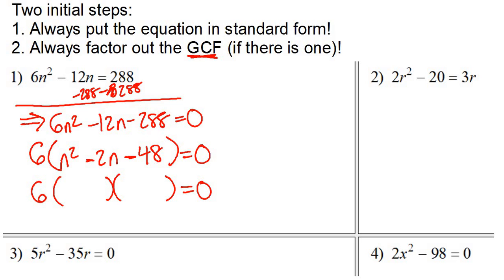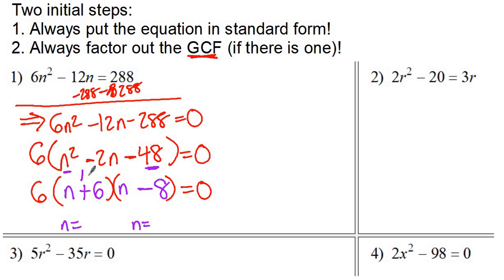So now what are we looking for? We're looking for numbers that multiply to negative 48. So one would have to be positive, one would have to be negative. And again, we're putting the n's there because that's going to give us the n squared. Multiply to negative 48, add to negative 2, and I believe that turns out to be minus 8 and plus 6. So now how do we solve this?